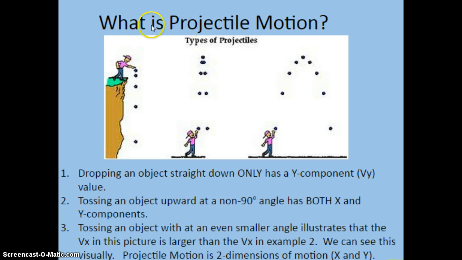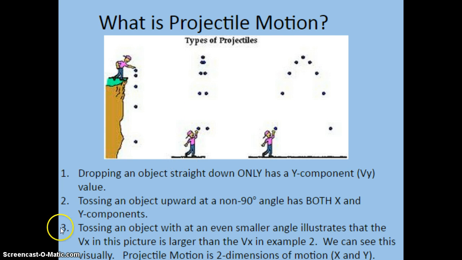So let's make sure we understand what is projectile motion. Well, if I look here at number 1, dropping an object straight down only has a y component, or v of y. This would not be projectile motion. This would just be one-dimensional motion. But if you toss an object upward at a non-90 degree angle, it has both x and y components, right? So this one right here, it doesn't have a whole lot of x, but it does have some x components. So this would be two-dimensional motion. It's traveling in both the y direction and the x direction. Obviously, x is a lot less than the y.